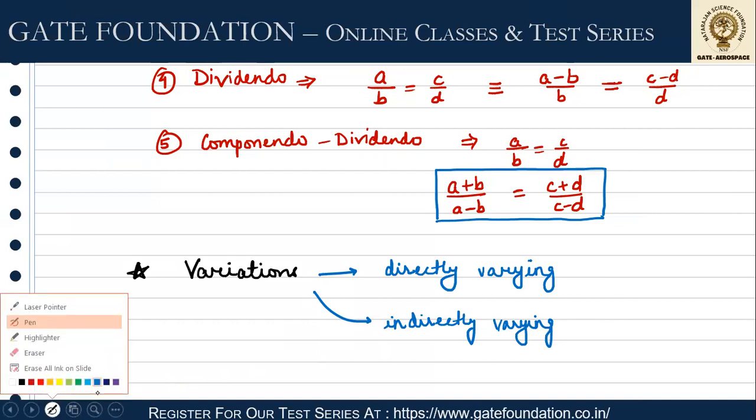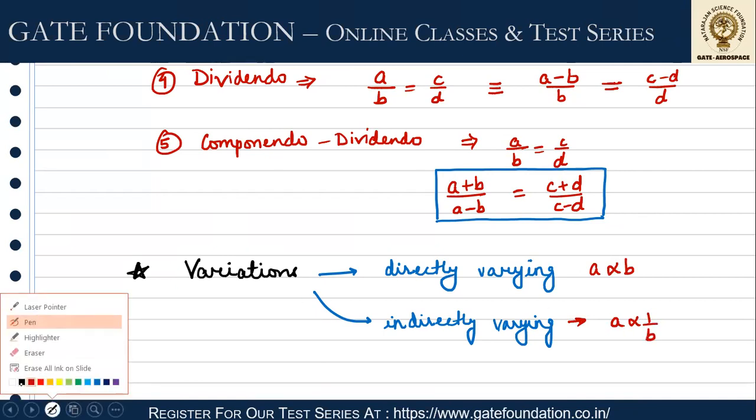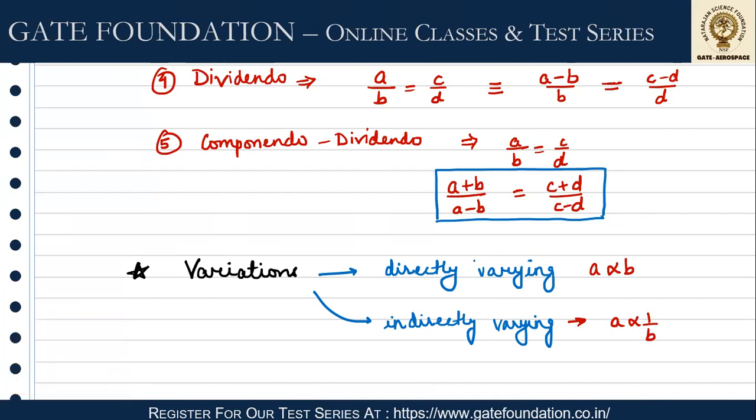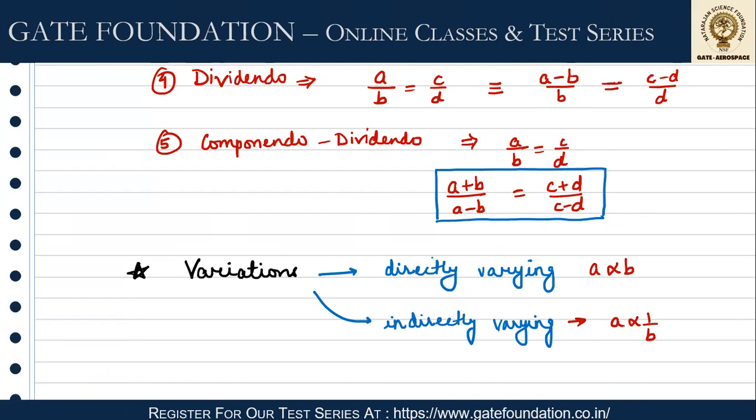So if I say a is directly varying, that basically means a is proportional to b, and if it is indirectly varying, it means a is proportional to 1 by b. Can anyone give me some example of things which vary directly? Pressure directly varies with temperature and pressure indirectly varies with volume. Very good. Pressure increases with temperature and pressure increases with decrease in volume.